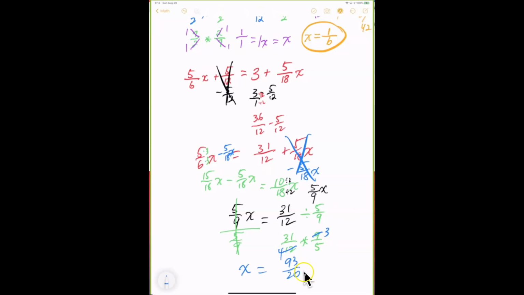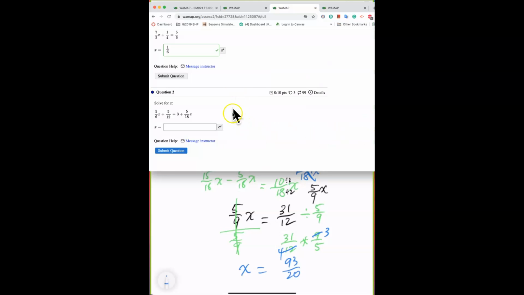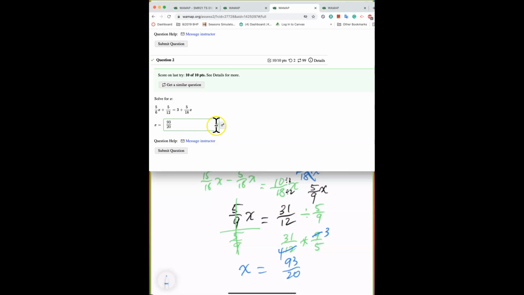And 93 looks like another, no, it's not prime. 31 will go in here 3 times. But 20 has only factors of what, 2, 4, 5, and 10. And 93 has just 3 and 31 as its factors. So they are co-prime. And let's see how we're supposed to enter this. I think we just enter this as a fraction. So let's try it. 93/20. Let's see how that does. Okay, and that is the correct value.